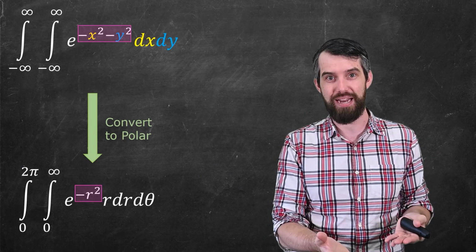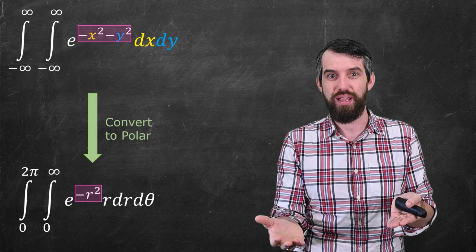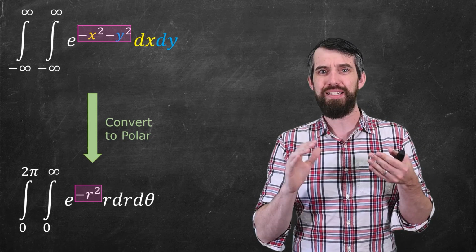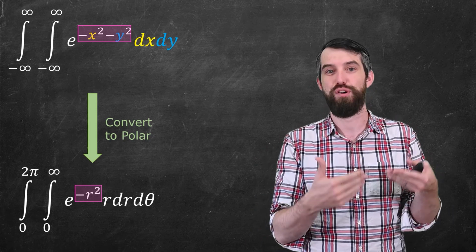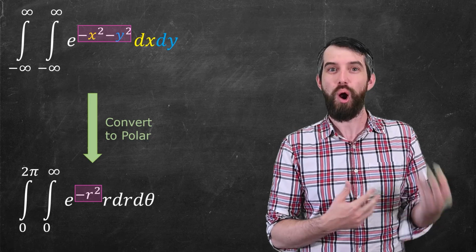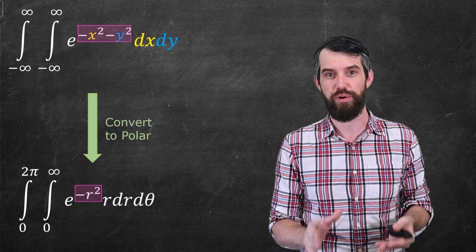If I look at the integrands, I see a minus x squared minus y squared and a minus r squared. And indeed, this is just the definition of the conversion from Cartesian to polar coordinates, that r squared is x squared plus y squared. So that works out perfectly fine.